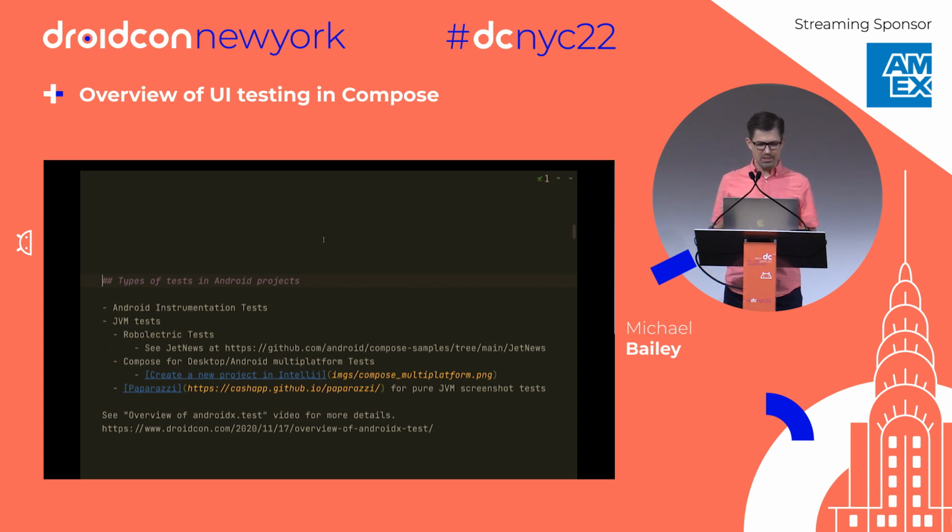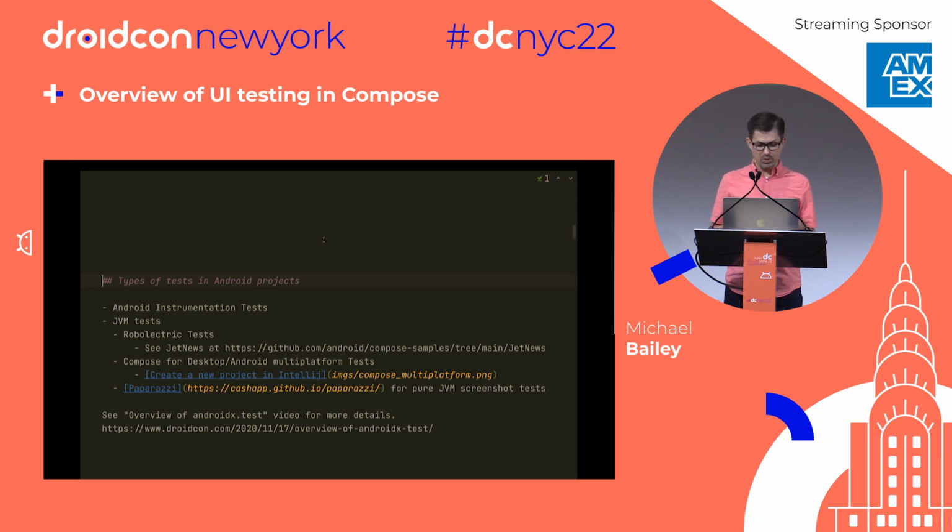There's a few other types of tests that you can run just on a JVM on your local machine or on your CI, Robolectric tests. There's a few examples of Compose with Robolectric in the Jet News app. And a lot of the stuff that I'm talking about here today works very similarly when you're running the Compose test rule in Robolectric tests.